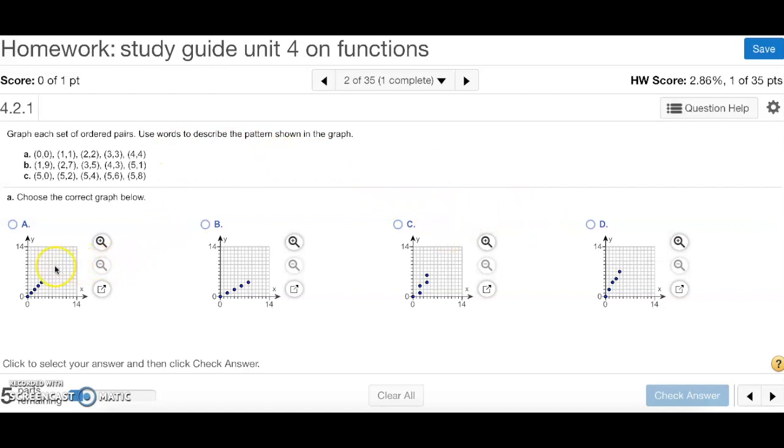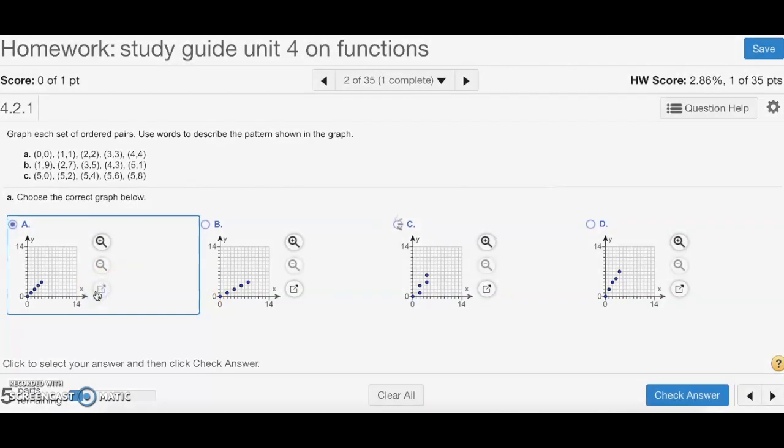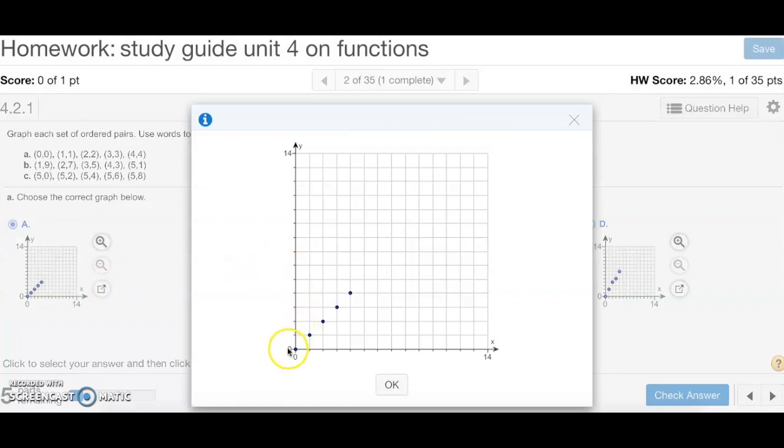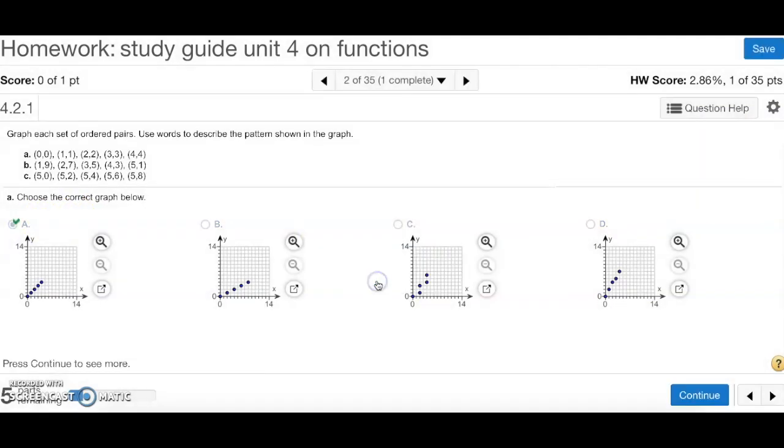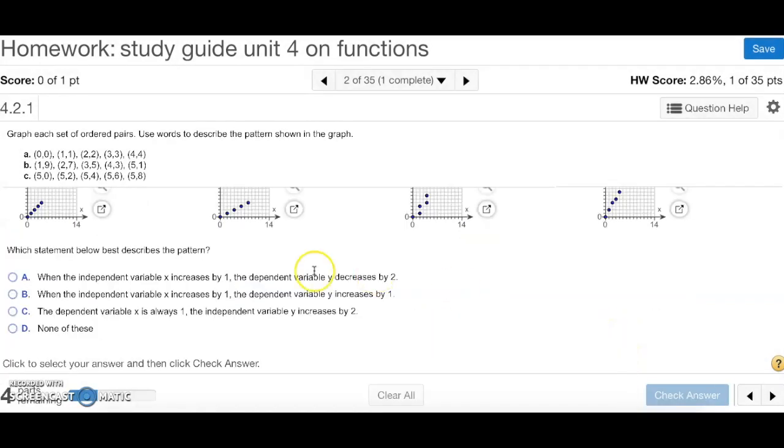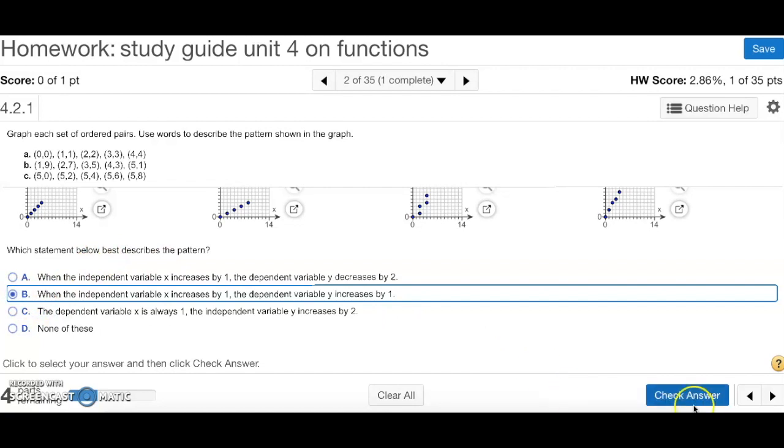Now the difference between A and B is the rate in which they're going up. Looking at A, we have 0, 0, 1, 1, 2, 2. So that tells me it has to be A. And like I described, I said both the x values and y values are increasing by 1. So that means I'm going to choose B.